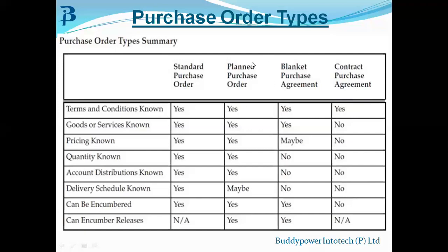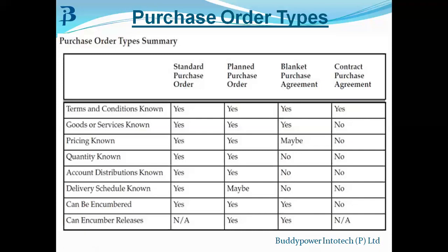And then comes the planned purchase order. A planned PO is a long-term agreement committing to buy items or services from a single source. So basically, if you have a good rapport with your suppliers and you've been doing a lot of business for a very long time, usually you will have a very long agreement with a particular supplier.